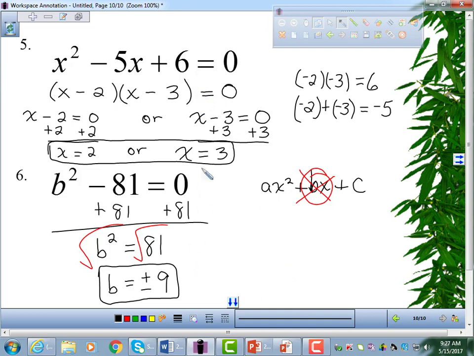These are both quadratics. Your 2 and 3 is where it crosses the x-axis. Here you have a parabola. It would be crossing the x-axis at negative 9 and 9. So hopefully you're starting to see this visually when you get your solutions. You see that, hey, that's a quadratic, it's a parabola, it's crossing the x-axis. These are my solutions, my roots, my x-intercepts, my zeros.